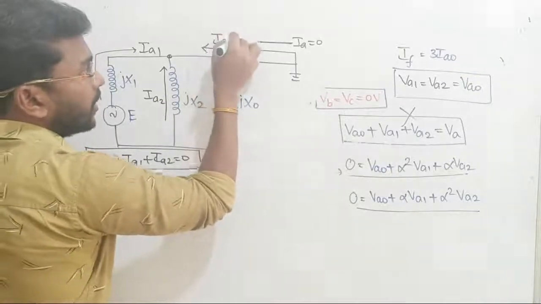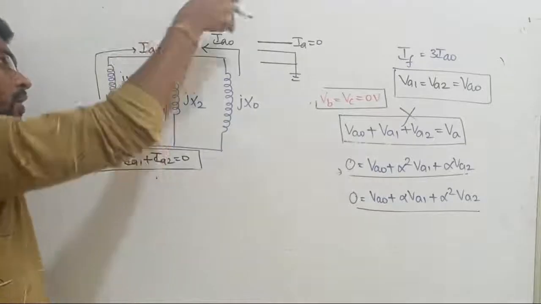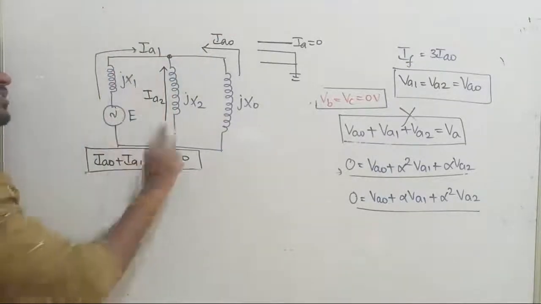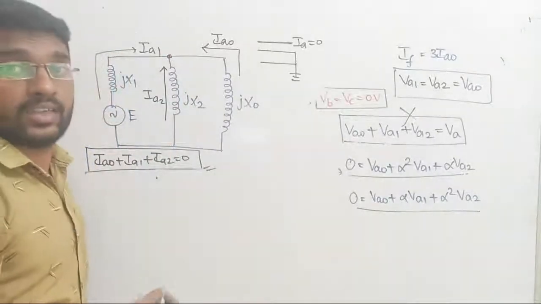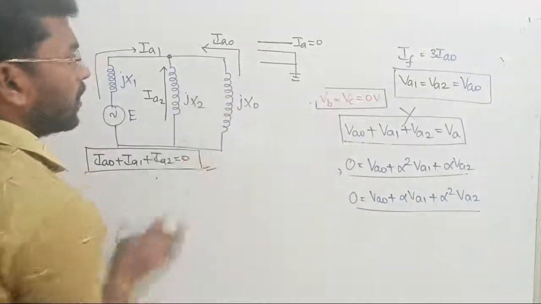Why? Now look, apply KCL: the algebraic sum of incoming current. IA0 incoming, IA1 also incoming, IA2 also incoming. IA0 plus IA1 plus IA2. See that IA0 plus IA1 plus IA2 is going to be 0 by KCL. Right? That equation has been satisfied. So for this relation, I have written this.